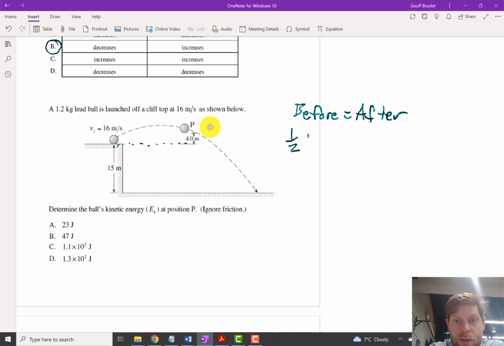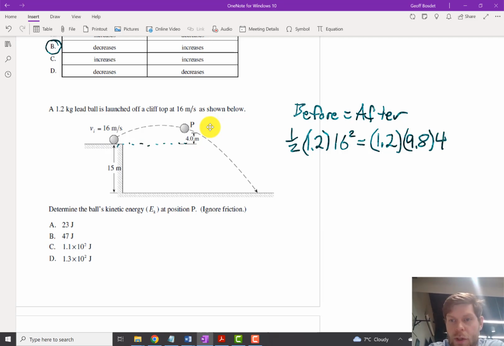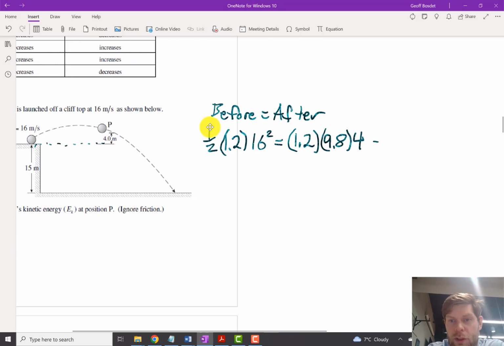One half times 1.2 times 16 squared is my kinetic energy before, which is all I got before. After, I got potential and kinetic, so I've got my mgh. Now the big change here is I'm going to use a height of 4 rather than 19 because I like my zero level there. And then plus my EK, which is what I'm looking for.